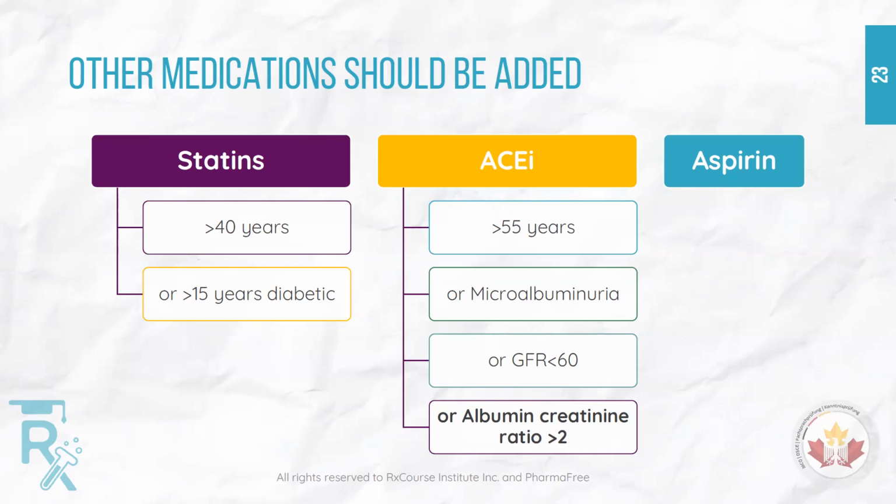Or even if the patient, regardless of the age, has a macrovascular issue, like a patient has nephropathy, for example, which means that his blood vessels are now not performing very well. At that point, I will add the statin, even if the patient is less than 40 years, okay?